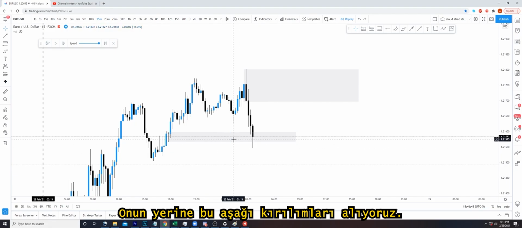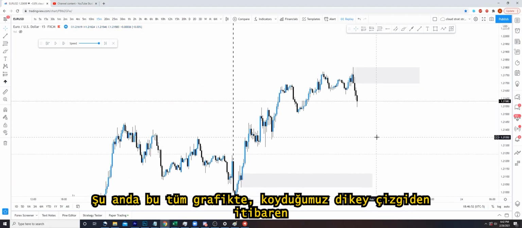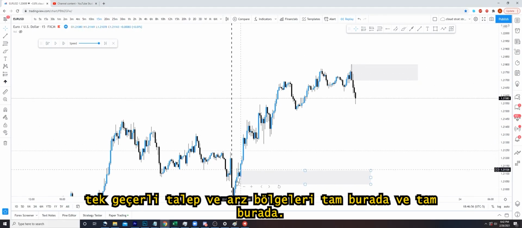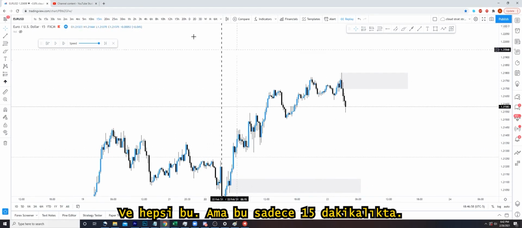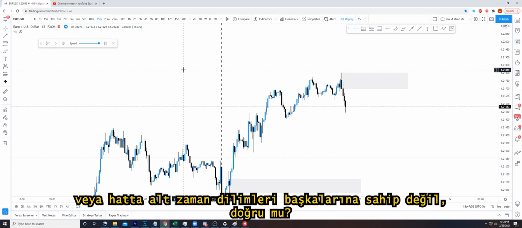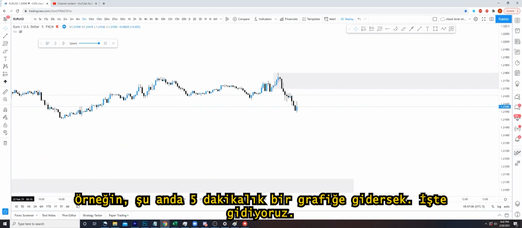So instead we do get these breakdowns. So this has become an invalid zone. So the only valid demand and supply zones on this entire chart from this vertical line we put in is right here, and that's it. But that's only on the 15-minute. Now, that does not mean that the 1 hour or the 4 hour or even the lower time frames don't have other ones, right? For instance, if we go to a 5-minute chart right now, there we go.